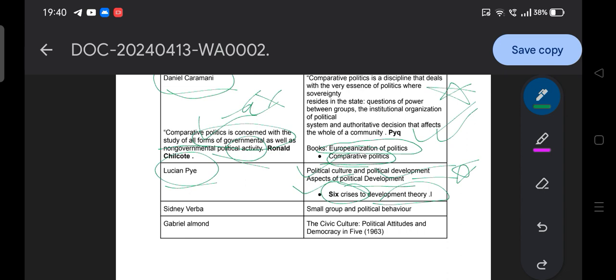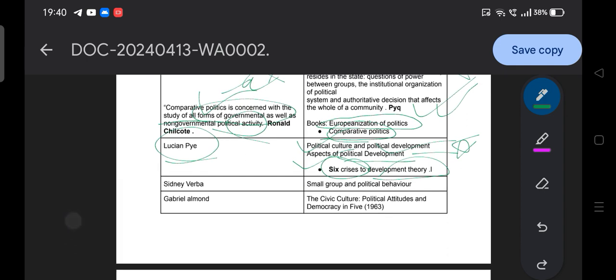Then what is participation crisis? If people do not participate and people's interests are not included in public policy, that is a participation crisis. Then what are distribution crisis and integration crisis? If all sections' interests are not included, that is the integration crisis. So these are the six crises of political development given by Lucian Pye. Please remember that. Then moving to the next point, Sidney Verba, Small Groups and Political Behavior.